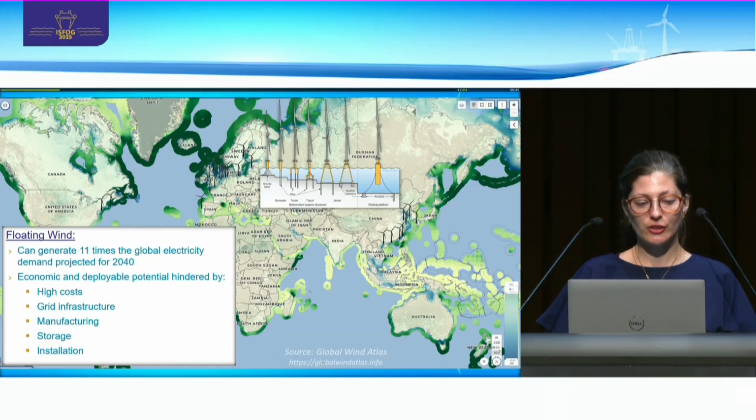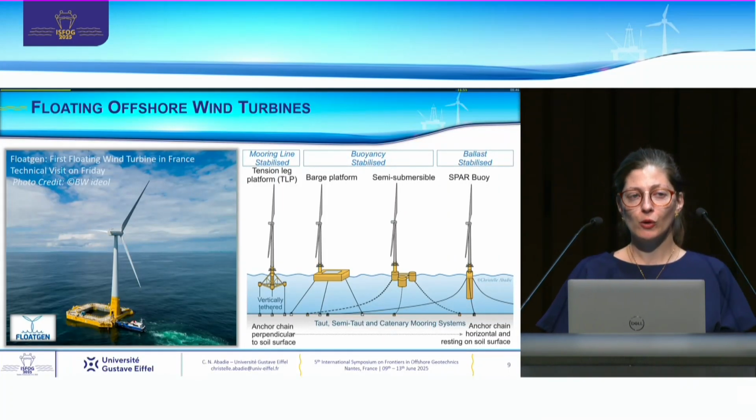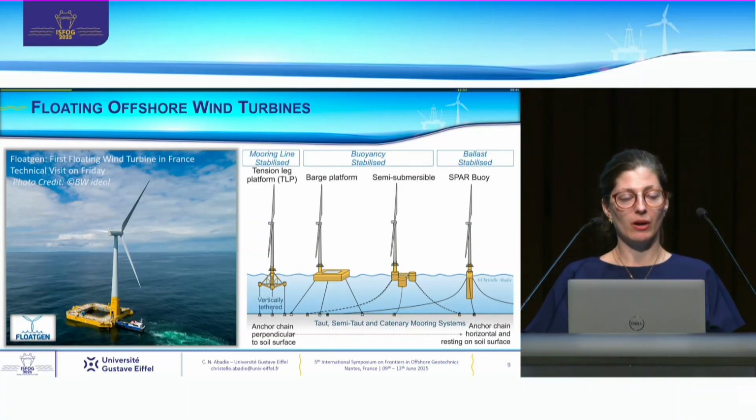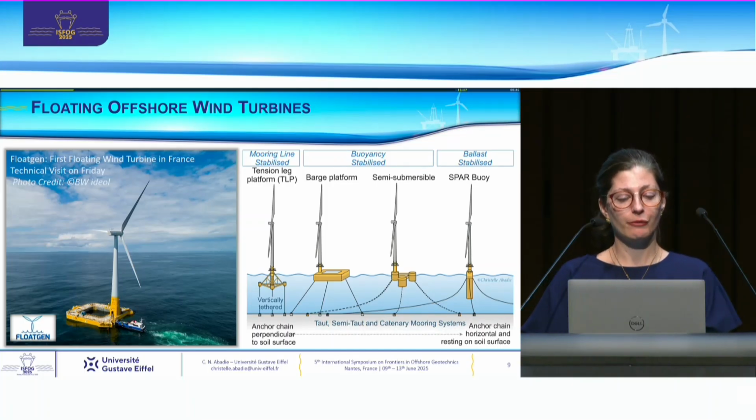Floating wind could generate 11 times the global electricity demand that's projected for 2040. However, at the moment, it is hindered by very high cost, but also infrastructure that's currently not present, like grid, manufacturing, storage, and installation. There's a big need for us to understand how to make floating wind cost-effective, and this includes foundation design. There are 4 types of main floaters that are currently possible for floating wind, from which are derived hundreds of prototypes. Let's review them together.